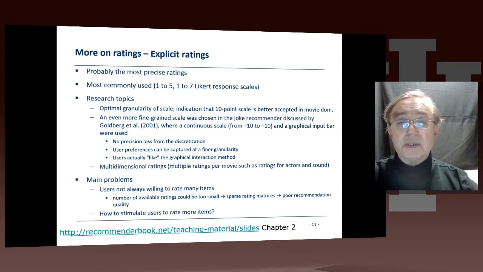There were studies which showed that the 10-point scale was better accepted in the movie domain. And actually, when we looked at the Kaggle site, I think we looked at the joke recommender system, where a continuous scale was used with a nice graphical input bar to set the rating. That increased the fun of doing all of this and proved quite successful. As far as I know, people have not studied whether it's better to use finer resolution, and I believe 1 to 5 is fine.